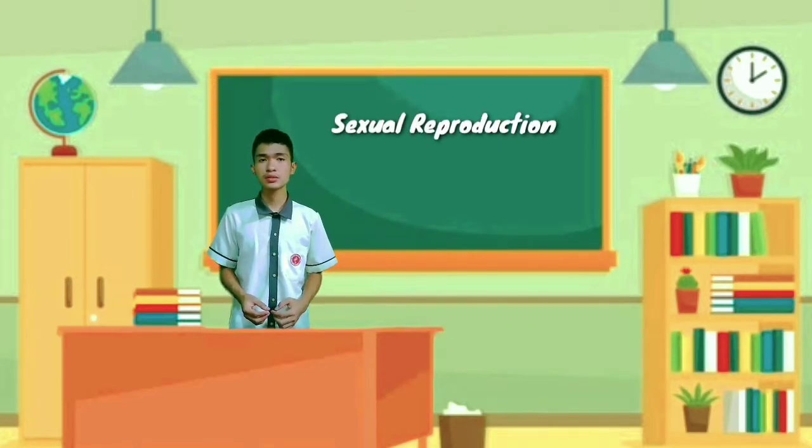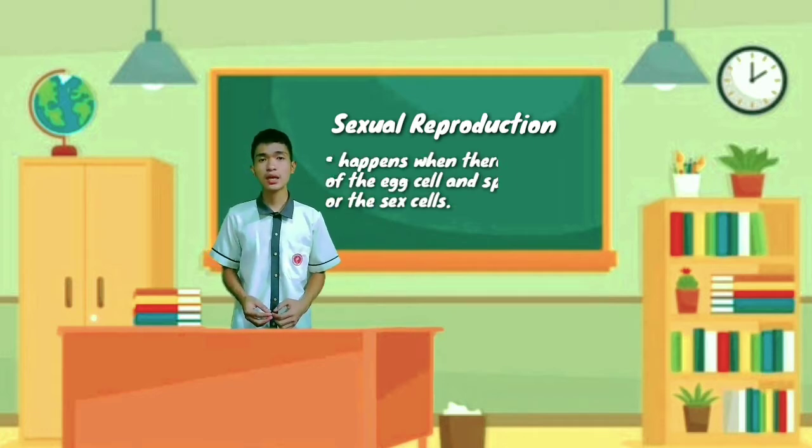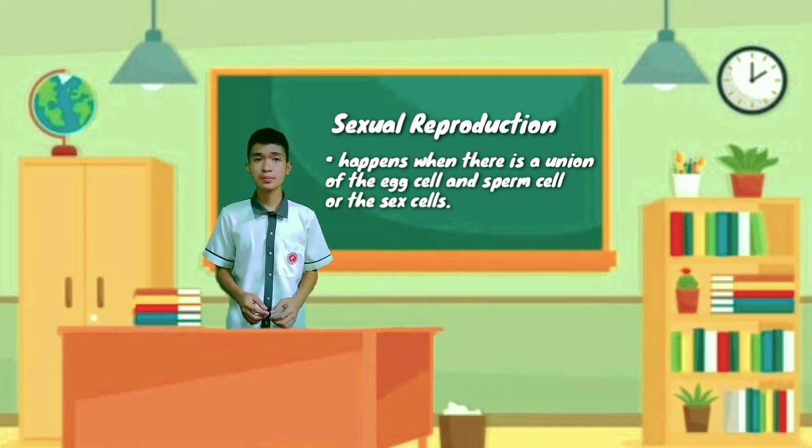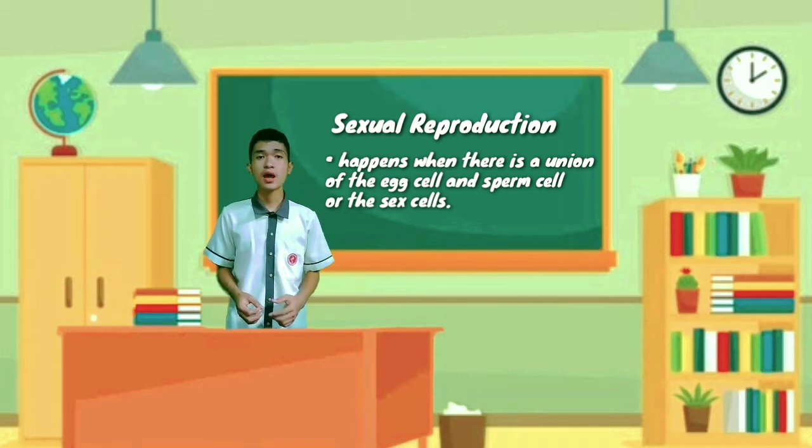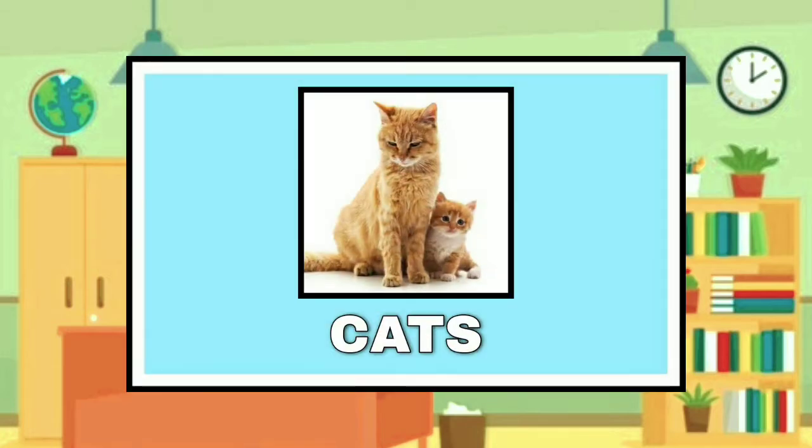How about sexual reproduction? Ralph Jude. Correct. Sexual reproduction happens when there is a union of egg cell and sperm cell or the sex cells. Can you give me an example of an organism that undergoes sexual reproduction? Yes, the cats. The cats can produce their offspring or their baby through sexual reproduction. The male sex cell of a male cat unites with the female sex cell of a female cat. When the union happens, or the fertilization, a new life or organism is produced.